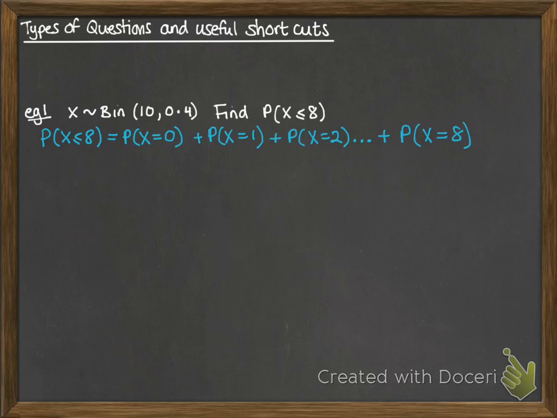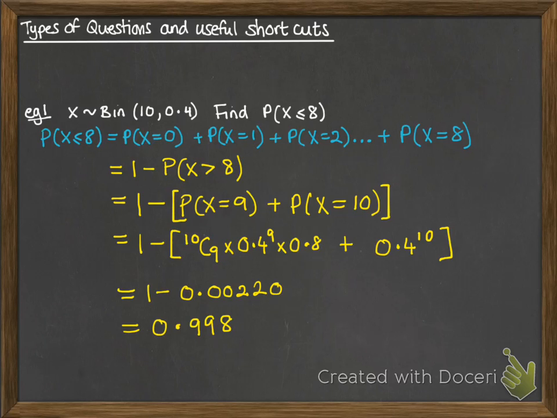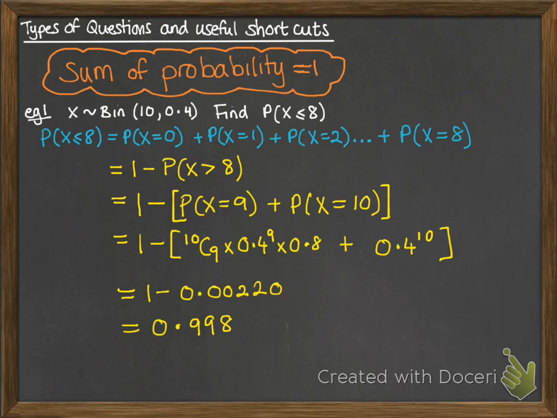So that means we're going to do all of the values from 0 up to and including 8, but of course that's quite a lot to do. So we can use 1 minus the probability that x is greater than 8. So that would be the probability that x equals 9 and the probability that x equals 10, which would expand to this. And then we can get our final answer. So this type of question is where we're using the fact that the sums of the probabilities equal 1. You may have even already practiced some of those on the last exercise.